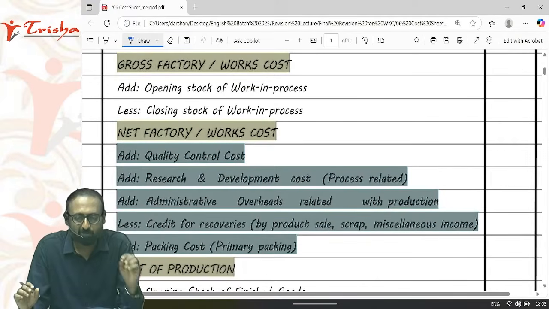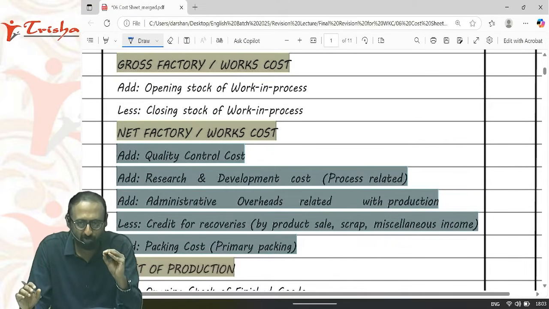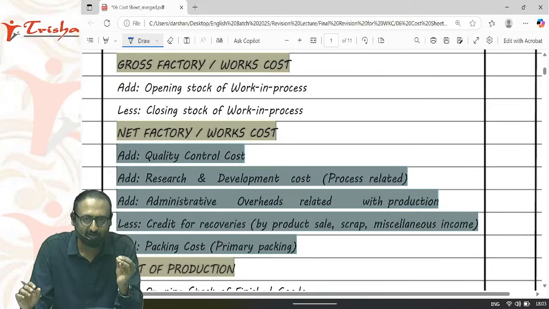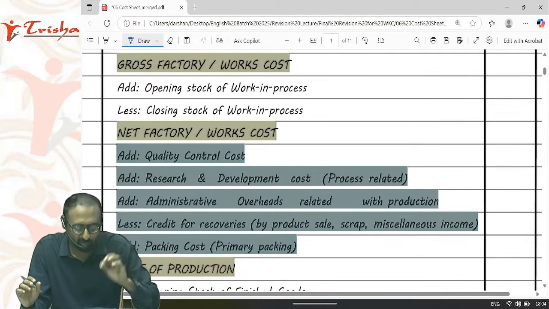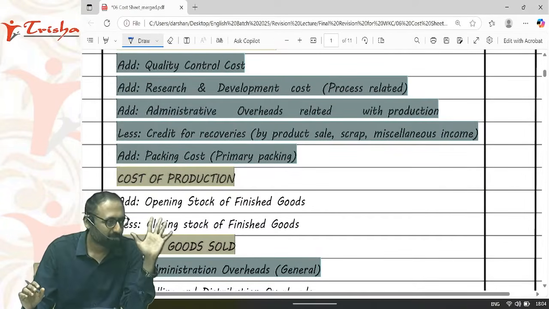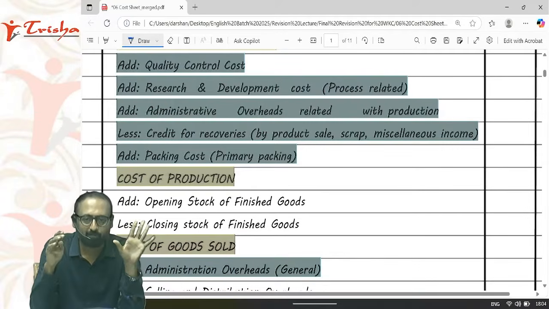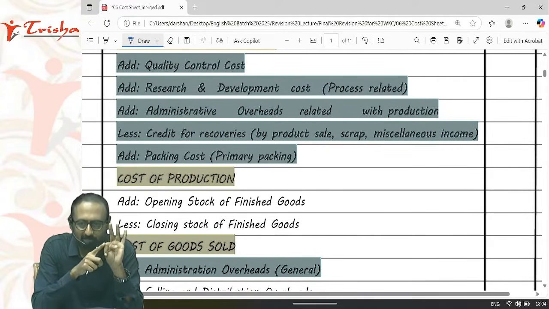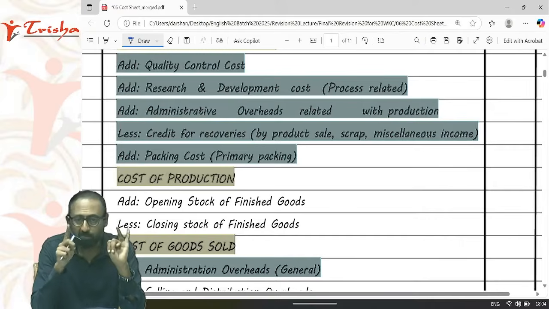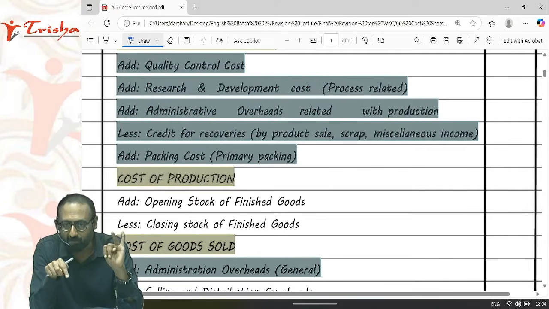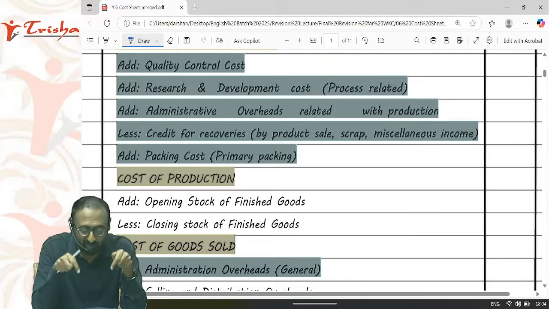In that, add opening stock of work in progress less closing stock of work in progress. You will get net factory cost or net works cost. Then add 5 items. Remember these 5 items. Which are the 5 items? Quality control, research and development, administration overhead. All administration overhead will not be covered here. Administration overhead which is related to production only will be covered here.